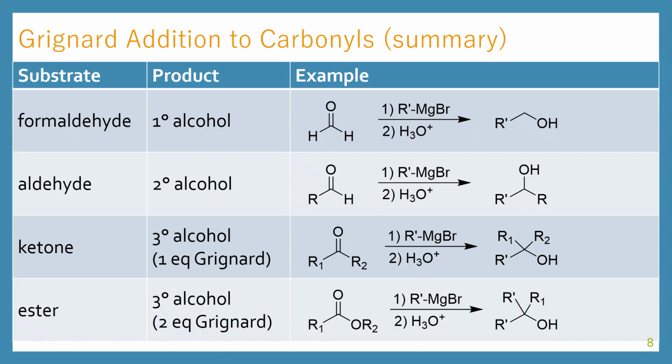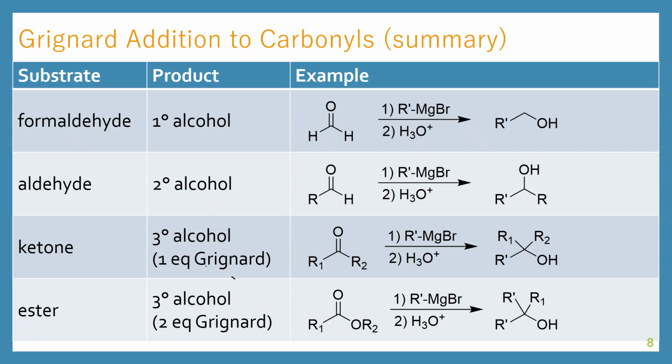So you know I love to summarize our reactions in a table. Here's your summary for your Grignard addition. So if you are starting with formaldehyde, remember formaldehyde is just one specific aldehyde. It has 2 hydrogens attached to the carbonyl. So that's formaldehyde. It's also drawn here. So formaldehyde, when reacted with a Grignard, will always make a primary alcohol.